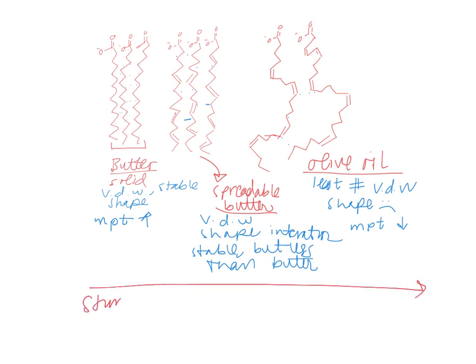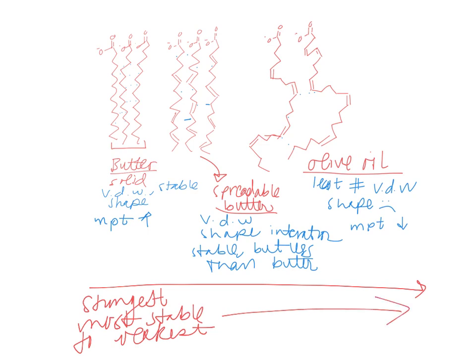We'll call this strongest or most stable to weakest. And then this is strongest, most stable to weakest, going in this direction. Okay, so these are mixtures of what might be considered pure fats, where these are all saturated, these are all trans fats, and these are all cis fats.